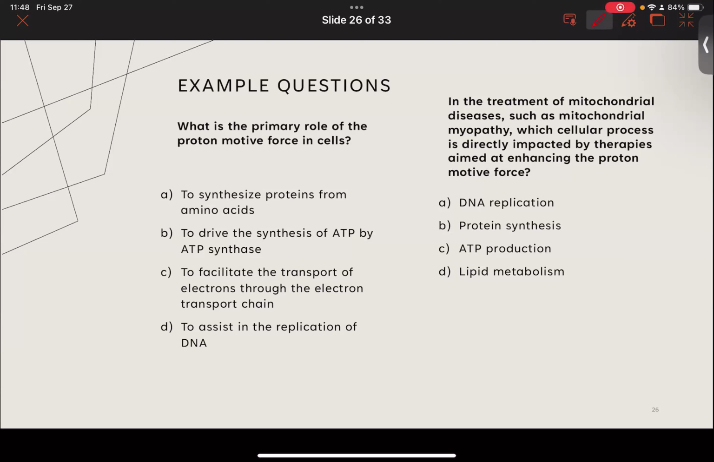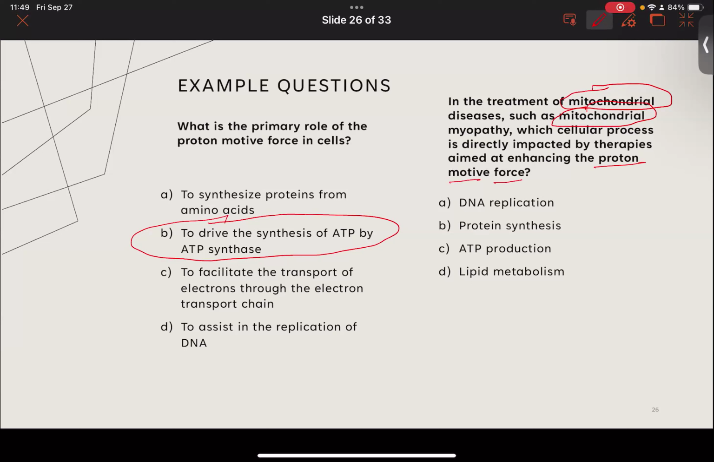Okay, so that's what's happening with our proton motive force. Just like a dam, we're making energy, ATP synthase. So in the treatment of mitochondrial diseases, such as mitochondrial myopathy, which cellular process is directly impacted by therapies aimed at enhancing the proton motive force? They're trying to create more protons behind the dam to help drive production of more energy in these diseases that occur within these affected people's mitochondria.